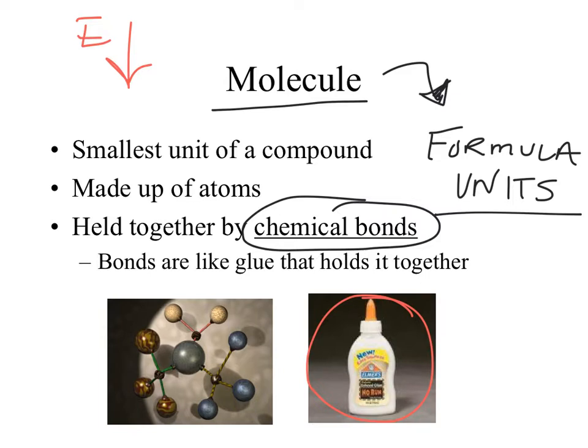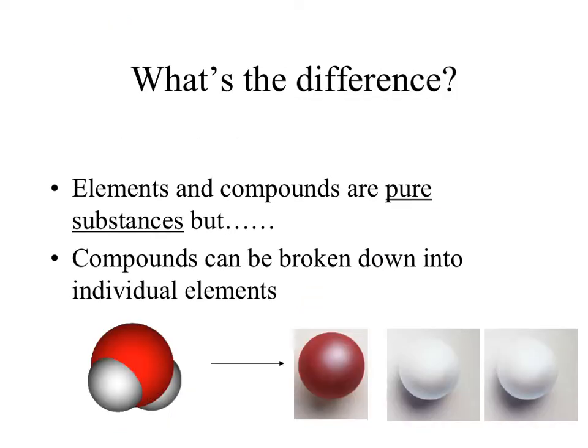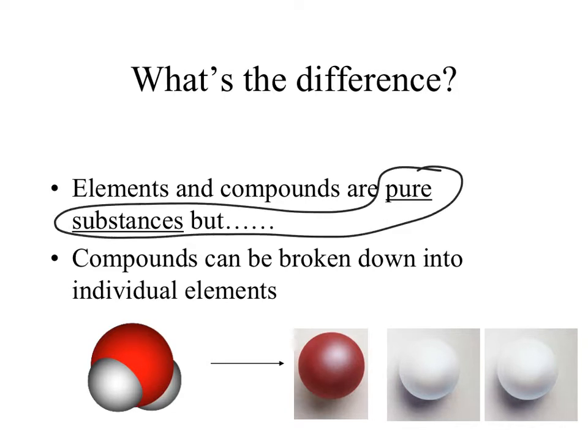But that will be coming up in the months ahead. So what's the difference between an element and a compound? First of all, please remember that an element and a compound are both considered pure substances, which means they have their own unique identity and set of properties. The only difference is a compound could be broken down with chemical reactions into its individual elements.